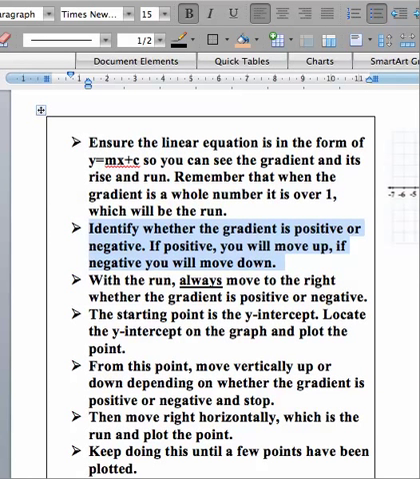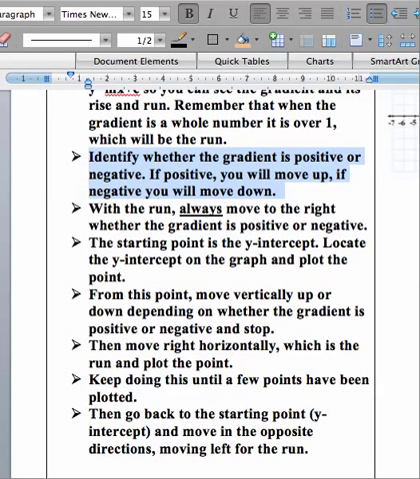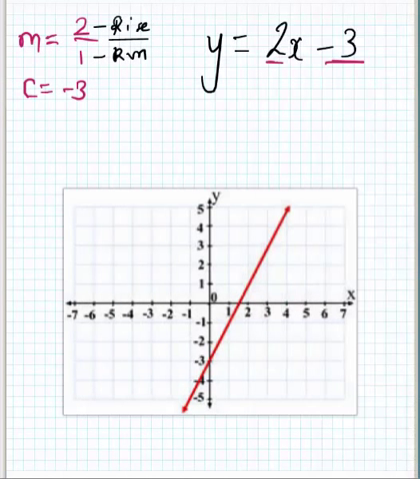Our next step is to identify whether the gradient is positive or negative. If positive, you will be moving up. If negative, you will be moving down. And for the run, when we move along the x-axis, we always move to the right, whether the gradient is positive or negative. So when starting off, always move to the right for the run, but with the rise, sometimes we have to rise up or sometimes we have to rise down. Just remember that.